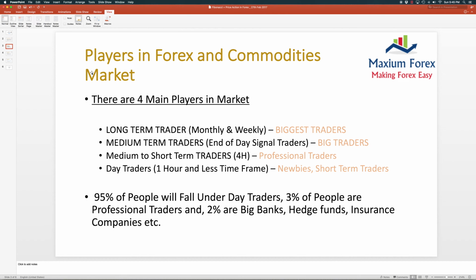So now I'm going to talk about how many players there are in the Forex and the commodity market. There are basically four major players in the market. One is the long-term trader, monthly and weekly. They're the biggest traders out there. Then there are medium-term traders, or the end-of-the-day signal traders. They are called big traders. They are not the biggest, but they are really big. You and professionals cannot beat them.